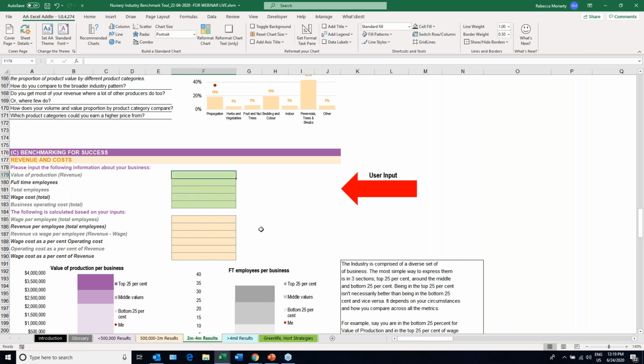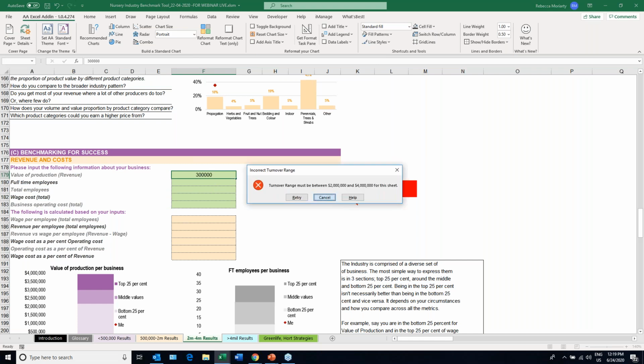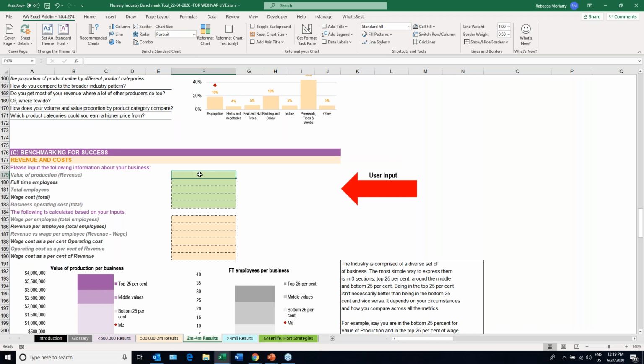So for revenue, for our example, I'll just put it in the middle. Oops, need one more zero there. Full-time employees, I'll just put down 16. Total employees, got a couple of part-timers or casuals. Wage cost, let's put in 1 mil.